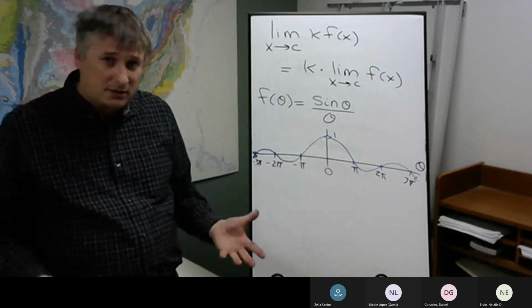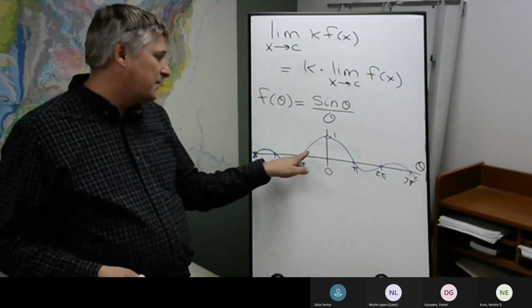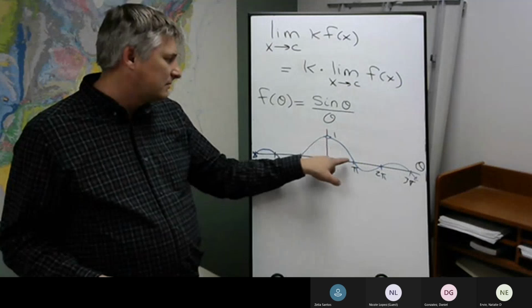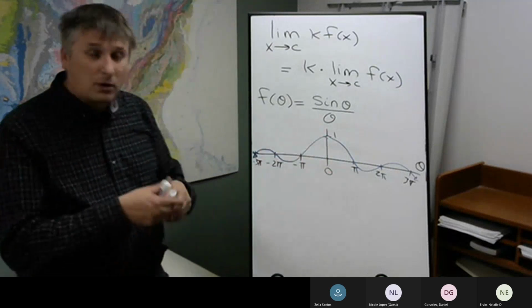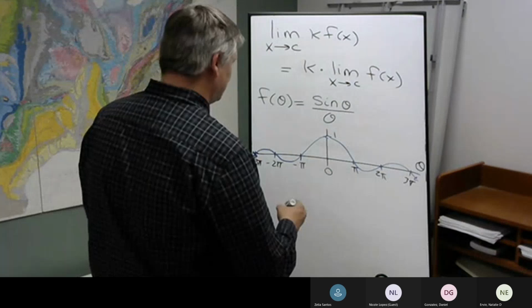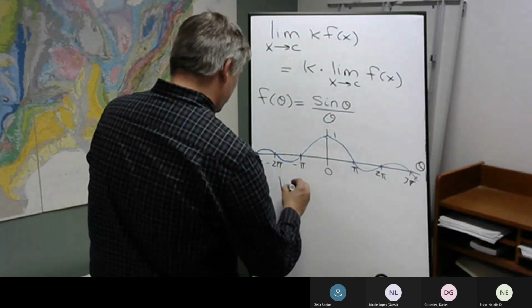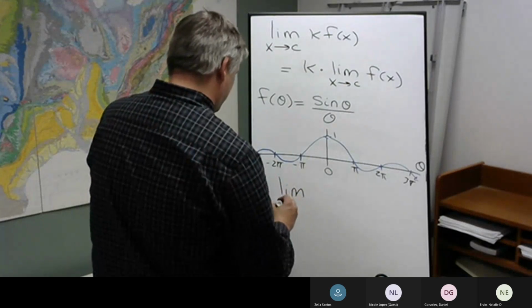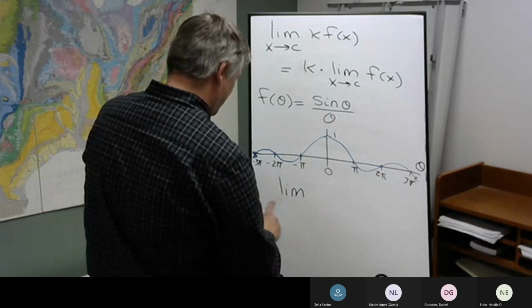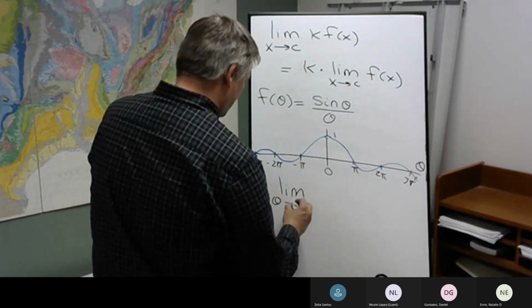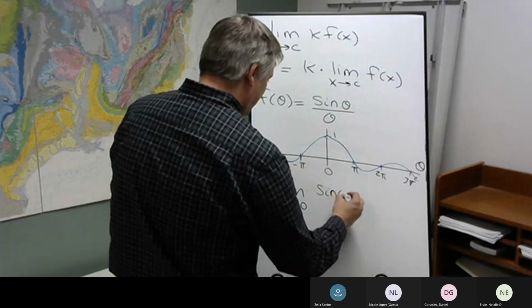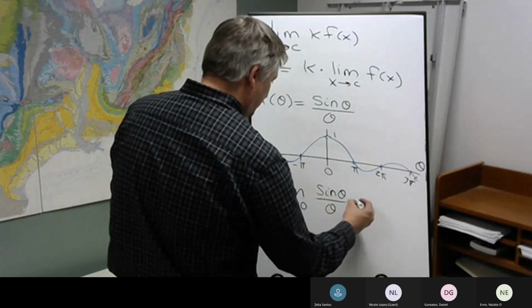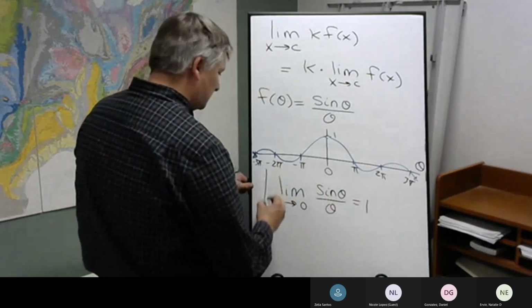Now, that doesn't mean the limit doesn't exist, of course. And if you think of it in terms of a left side limit and a right side limit, they're both converging to 1. So what we get is this: the limit as x, or in this case theta, approaches 0 of sine theta over theta is equal to 1.